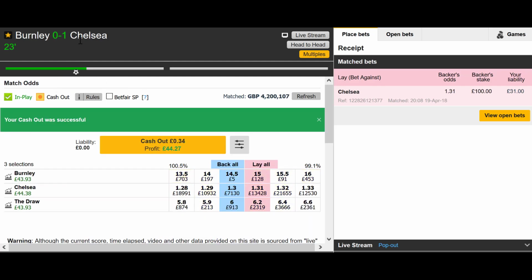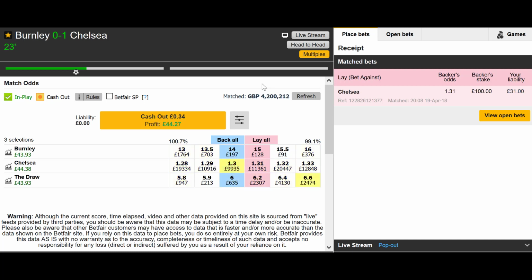It's Burnley 0, Chelsea 1. Chelsea dominated the first 10-15 minutes, 60% possession. We backed them, they scored a goal, and we've made our profit.